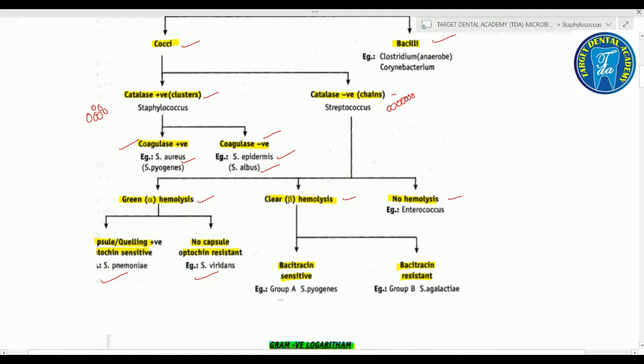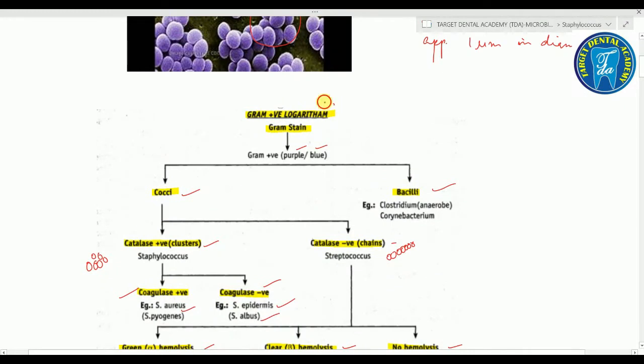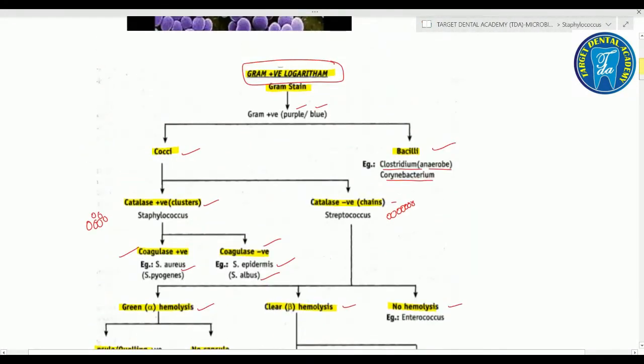Coming to the second one, the clear or beta hemolysis, it is divided into two parts: bacitracin sensitive and bacitracin resistant. The example of bacitracin sensitive is group A Streptococcus pyogenes, while the example of bacitracin resistant is group B Streptococcus. So this is all about the gram-positive cocci. In the bacilli, there are Clostridium, which are anaerobes, and Corynebacterium. So this is all about the gram-positive.